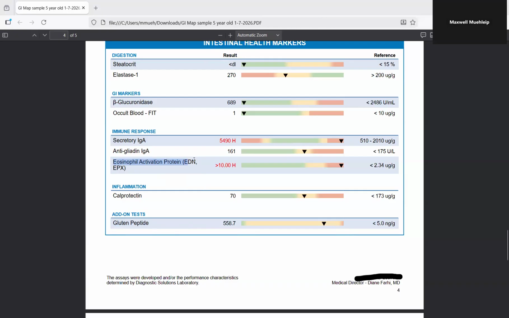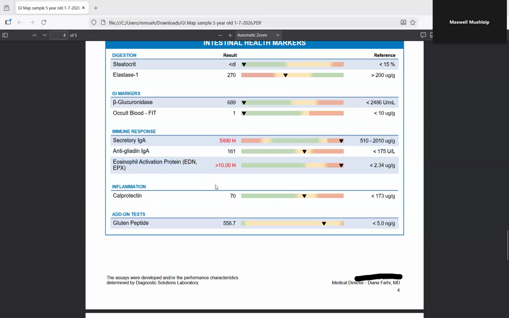The eosinophil activation protein, boom, incredibly high. That's associated with allergies, parasitic infections, some bacterial and viral infections. We know she's got a lot going on, some overgrowths. She's got food poisoning. It can be associated with inflammatory bowel disease, Crohn's and colitis, which is why we also want to check something like calprotectin, which is a marker of inflammation. When you add all these clues together, it can help determine whether someone is dealing with IBS or inflammatory bowel disease, Crohn's and colitis, or something else like an infection right here.